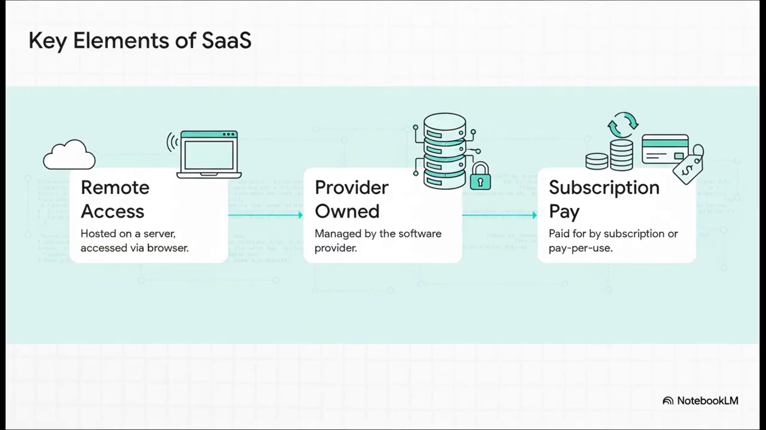It really boils down to three main things. First, the software lives on a server somewhere, not on your computer. You just access it through your web browser. Second, the company that makes the software owns and manages everything. The servers, the updates, all of it. You don't have to worry about any of that. And third, you usually pay for it with a subscription instead of buying it outright. Think about services like Office 365 or Google Docs. Those are perfect examples of SaaS.